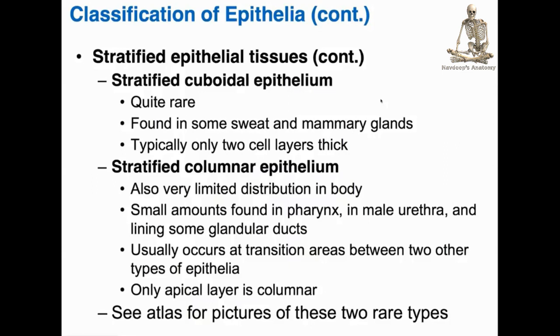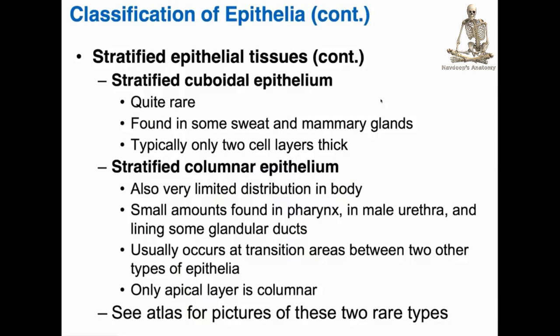And then we talk about the stratified columnar epithelium. It is also very limited in our human body, and small amounts of this type of epithelium are found in the pharynx, in the male urethra, and lining some glandular ducts. Usually it occurs at transition areas where 2 other types of epithelia are joined, and only the apical layer of this type of epithelium is columnar.